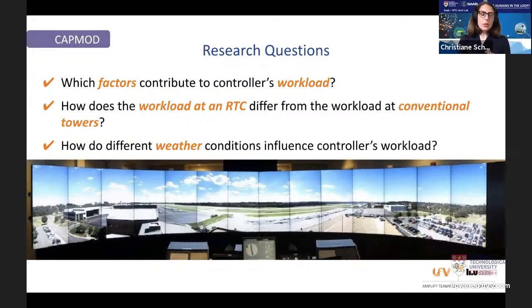And then finally, we also wanted to see how other factors impact the workload. In particular, we wanted to see how different weather conditions, so different intensities of conditions like snow or convective activity, influence the controller's workload, and in what way we can integrate this into our staff scheduling framework. So I will give you an idea about how we went towards answering the first two questions, and then Tatiana will take over for the third.